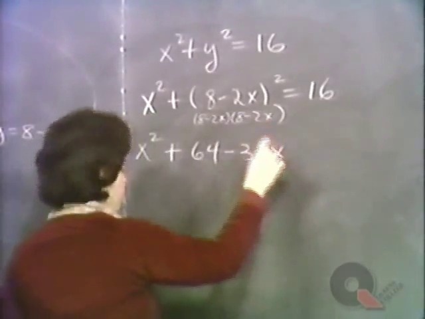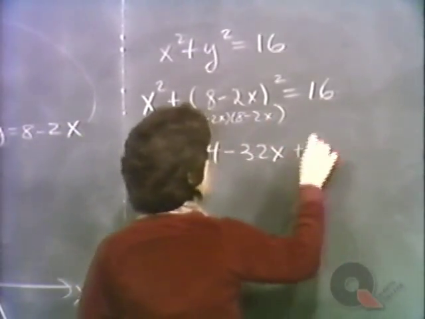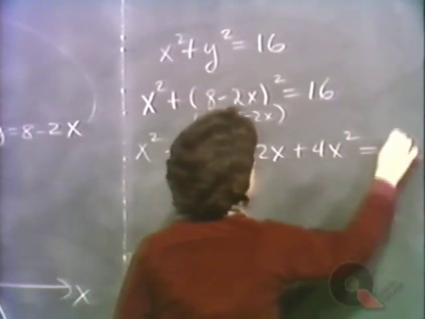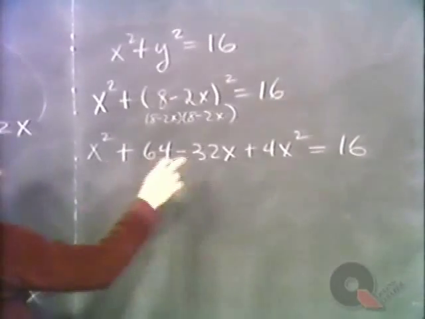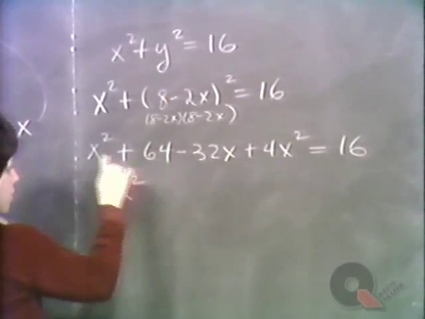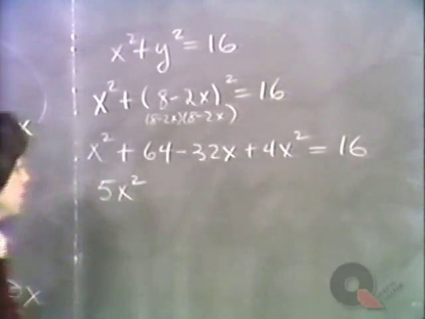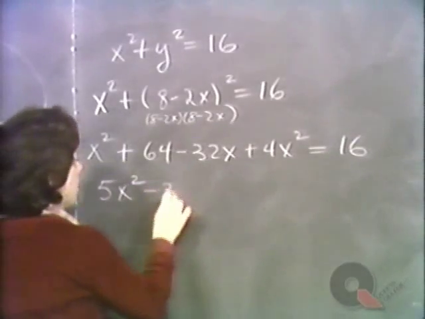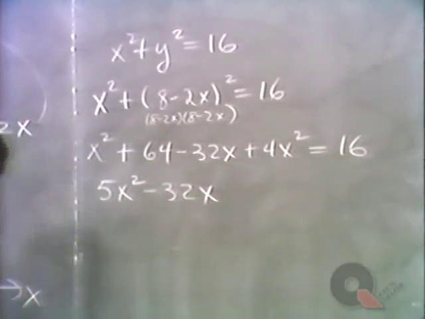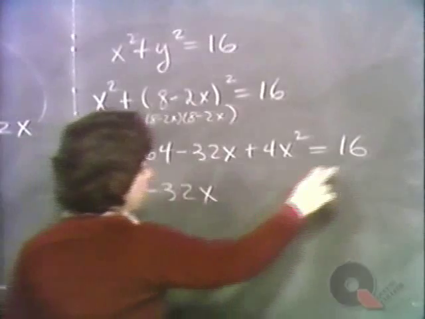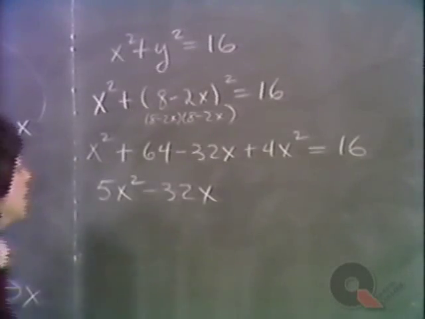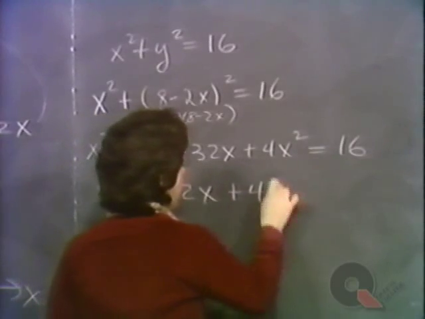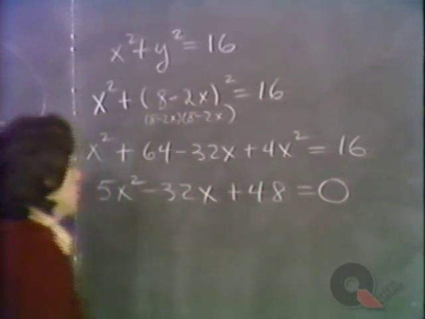And the last is plus 4x squared equals 16. Collecting like terms, we have 5x squared, that's from the x squared and the 4x squared, minus 32x plus 64 equals 16. You can subtract 16 from both sides of the equation and get plus 48 equals 0.